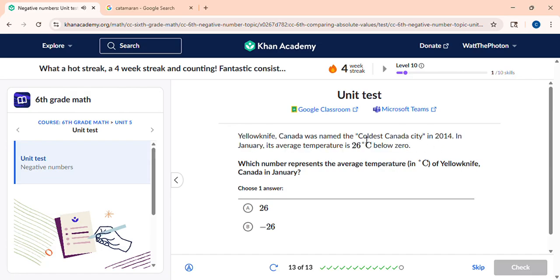Yellowknife was named the coldest city in Canada in 2014. In January, its temperature was 26 below 0. What represents the average temperature of Yellowknife in January?